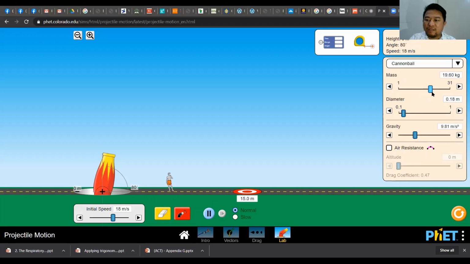and set it at a certain value, say any value, 16.6 kilograms. And then you can also change the diameter of the object. You can also change the gravity, but initially it's set at default at 9.81 meters per second squared. You can also add air resistance and consider what happens if there is air resistance. And in this simulation, your challenge is to hit that bullseye.